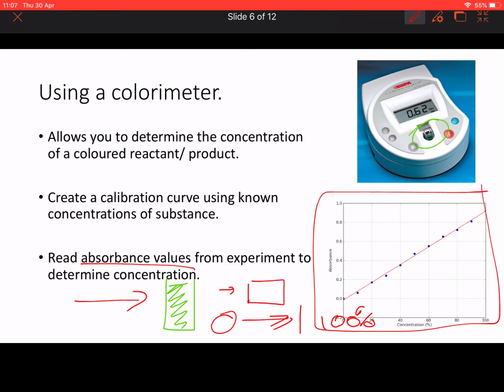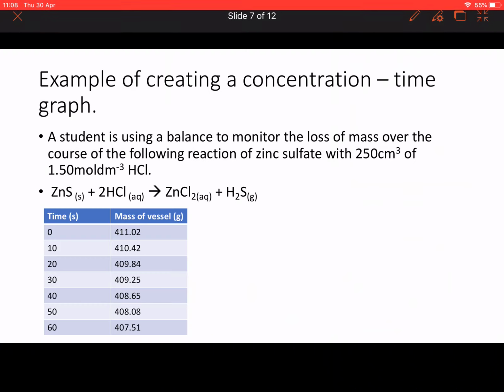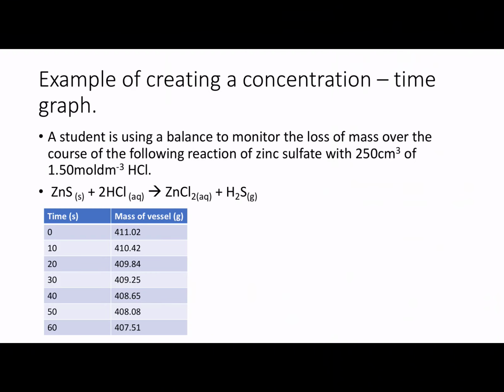You plot them on this graph, and that then means that when you're doing the experiment, if you got an absorbance of 0.6, you'd follow along and go down, and in this case you'd see that it was 70%. We could also give that in moles per decimetre cubed, so that could be whatever concentration it is in moles per decimetre cubed. That would be how we would normally want to use it. Okay?